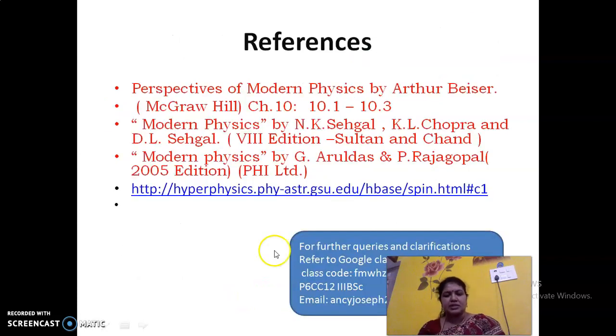Something like this. So the reference is Perspectives of Modern Physics, our reference book by Arthur Beiser. And you could also refer to the websites of HyperPhysics. For further queries and clarifications, you can refer to the Google Classroom of this course, and you can ping me on my email too.